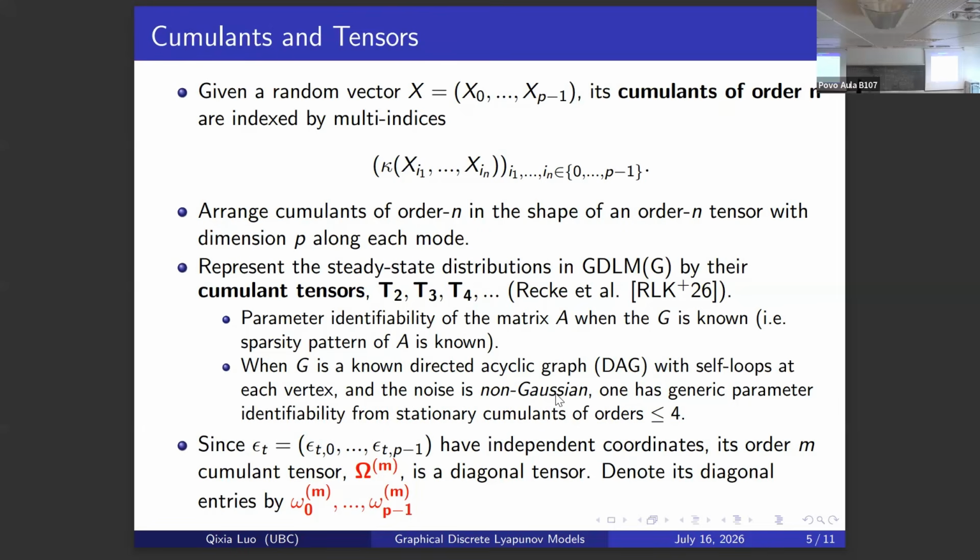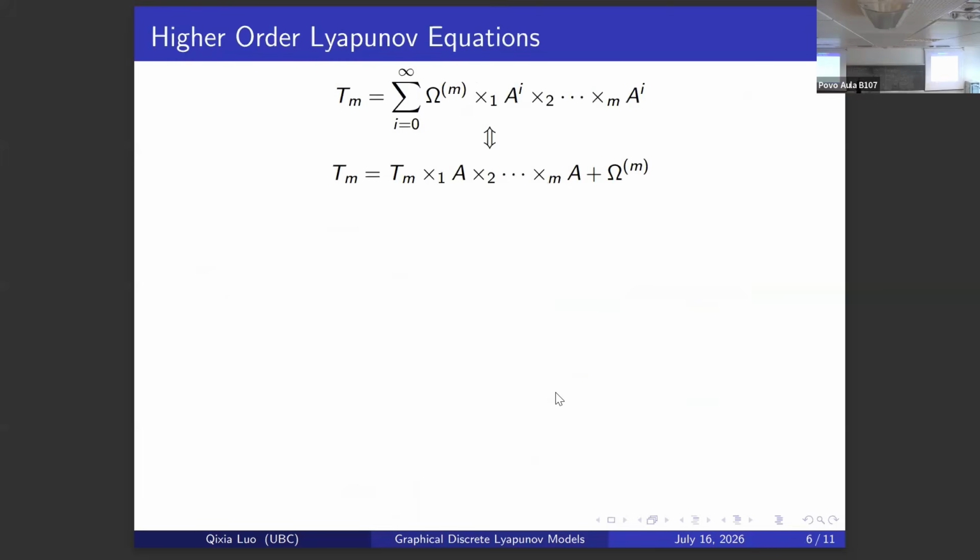So yeah, we're going to denote these order n cumulant tensors by capital omega superscript n, and denote its diagonal entries by little omega superscript n subscript 0 minus 1.